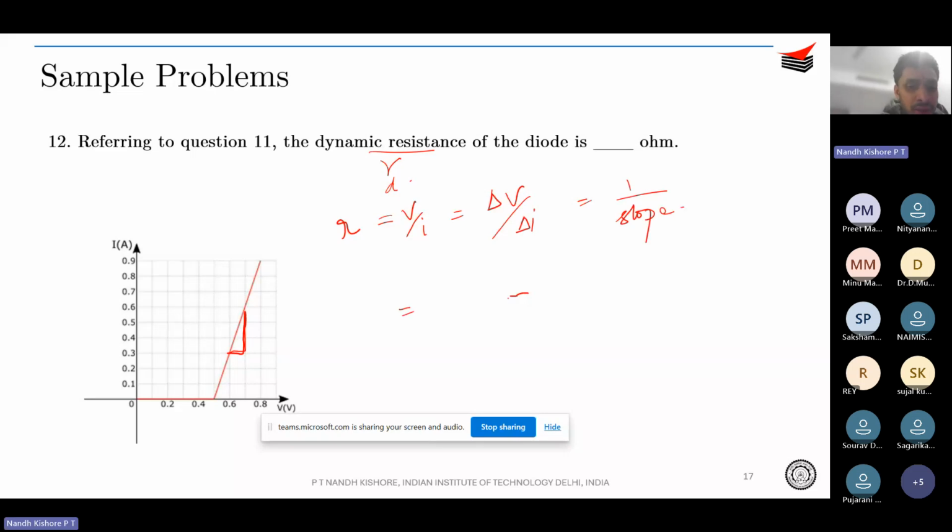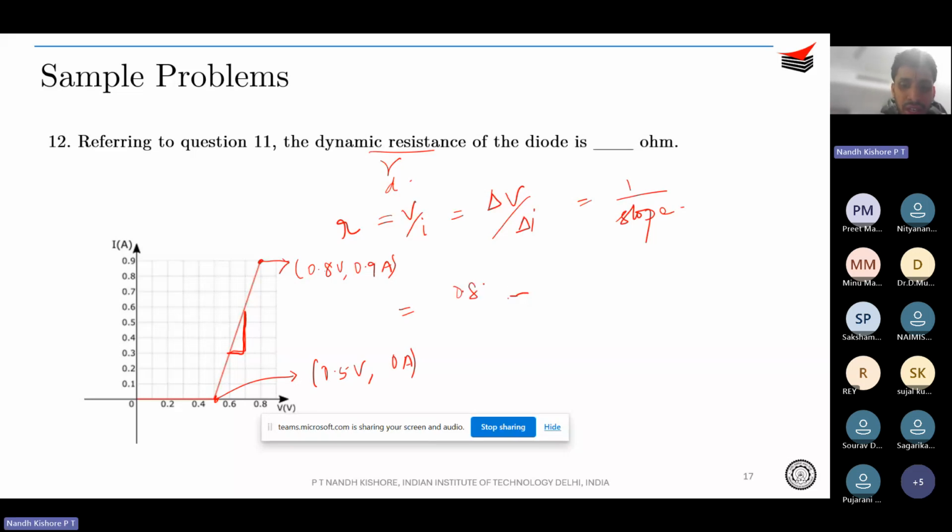So what is delta V by delta I? Let's assume this is a linear line. Then you know that this particular point is 0.8 volt, comma, 0.9 amperes. And this particular point is 0.5 volts, comma, 0 amps, right? So just find out the slope.